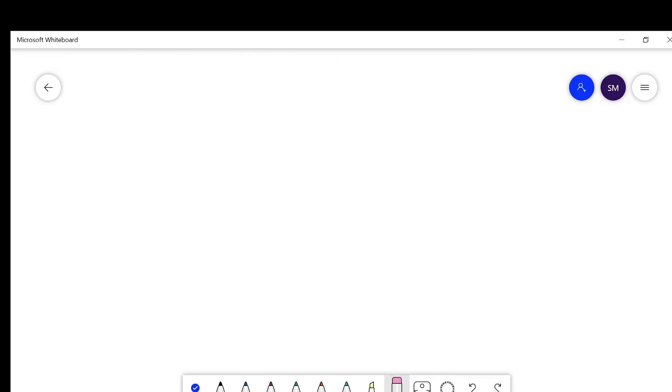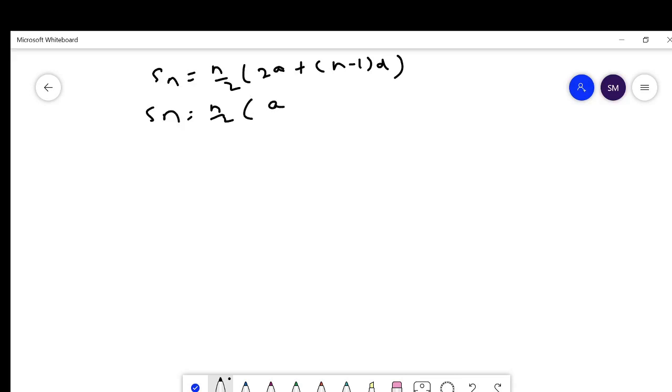Then here, put this formula and solve. Sn is equal to n upon 2 into (2a plus (n minus 1) into D), which can be written as Sn is equal to n by 2 into (a plus L), where a is the first term and L is the last term of the AP, where there are n terms in the AP.